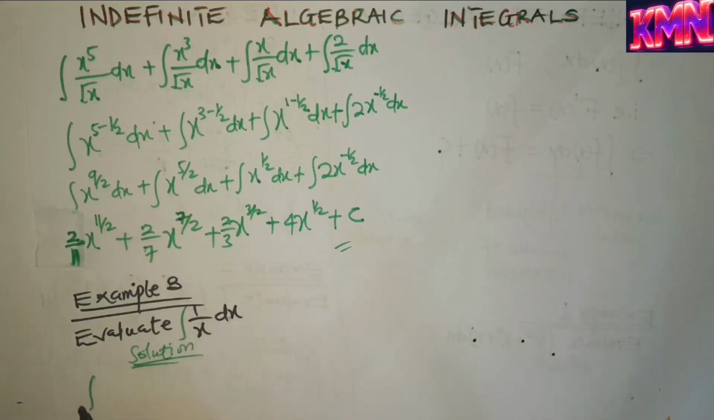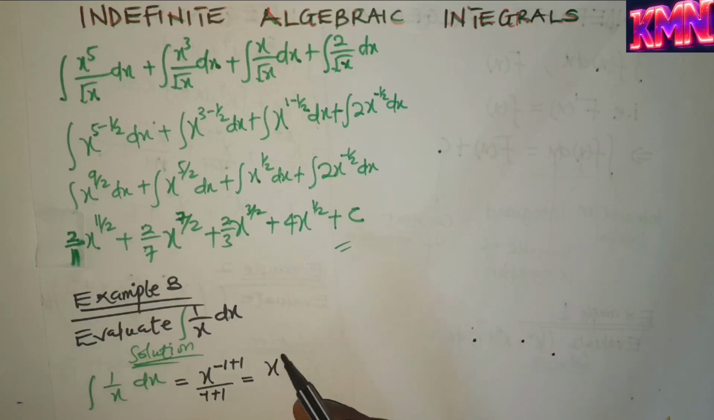We're given the integral of 1 on x dx. In integrating this, one might say that we need to convert this to the power form, and then add 1 to the power and divide by the same thing, which you can see clearly will lead to x to the power 0 on 0, which is undefined. So how do we integrate this?